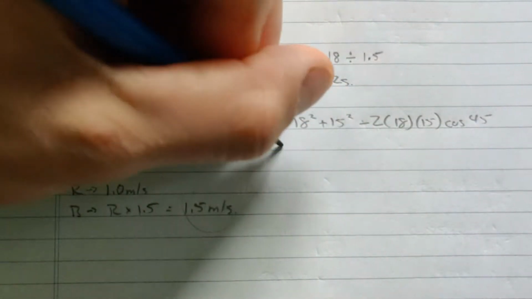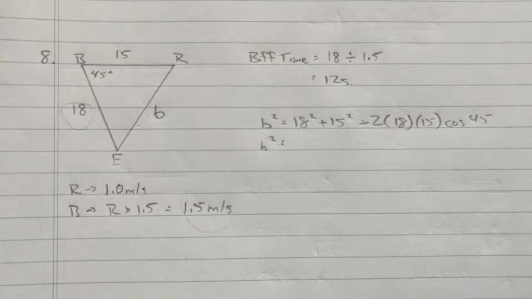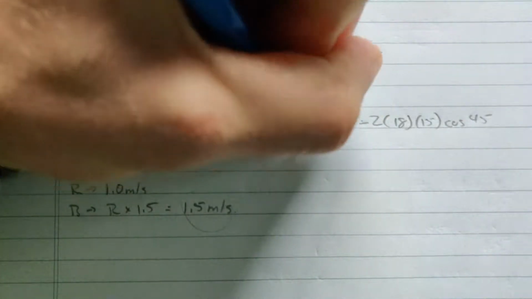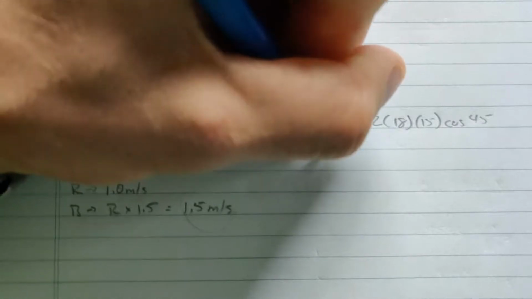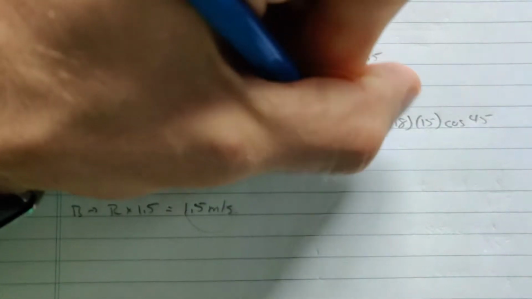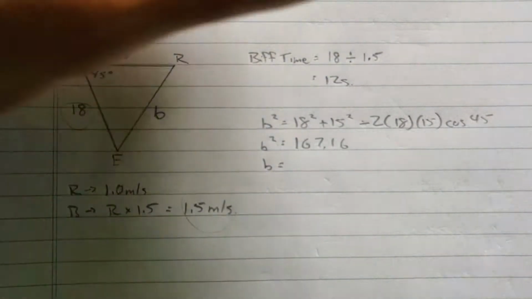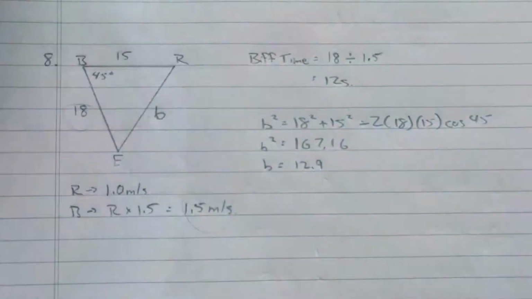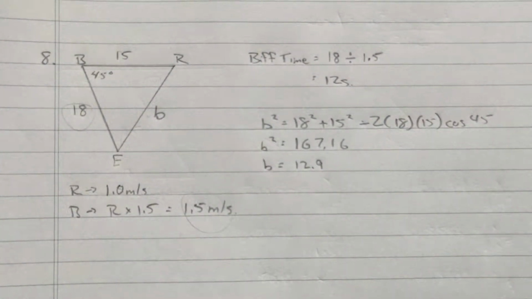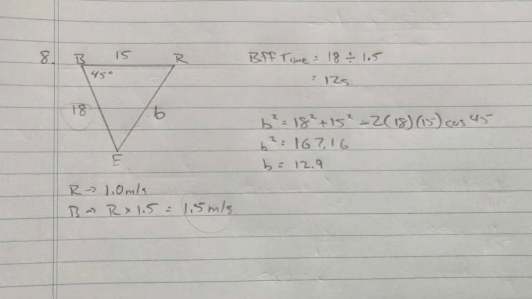And again, I will do that big calculation in one step using my calculator. You can do it in multiple steps if you feel that is more ideal for your learning, but I find that here it's just a practice in BEDMAS, and sometimes takes a little extra time that we don't need to take. So I got 167.16 approximately. So b, when we take the square root of that, is going to be 12.9 meters that Rocco has to travel.